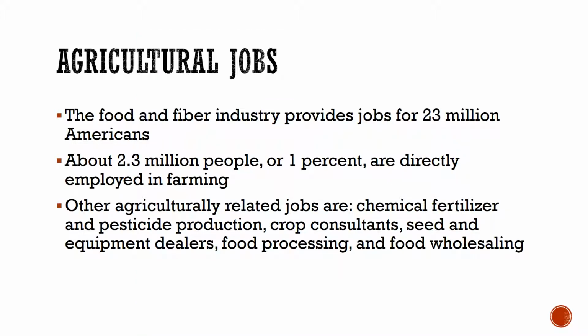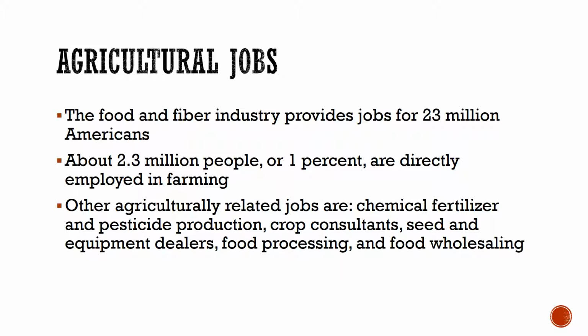Okay, so let's talk about jobs. One of the really important parts of this class that I hope you understand is the job factor within agriculture. We provide food and fiber. We provide 23 million jobs to Americans, which is huge. And about 2.3 million people, or like we talked about a little bit ago in chapter 1, about 1% are directly employed by farming.